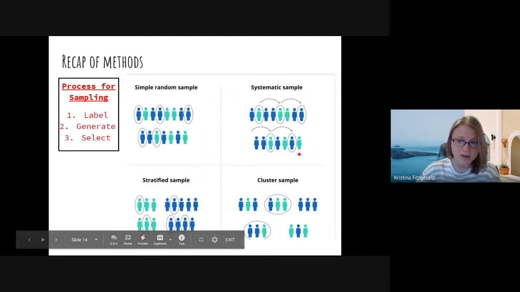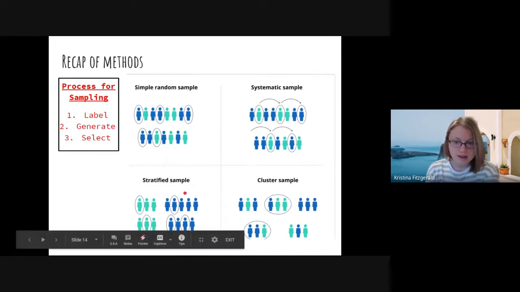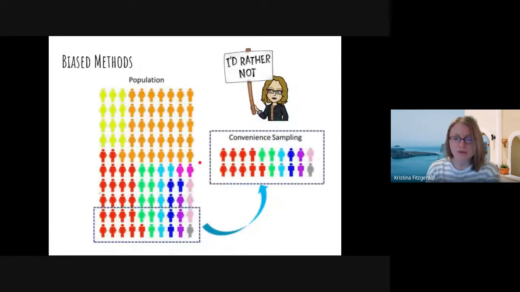Systematic guarantees you're going to go through the whole thing. And then simple random generally works out as well. It's a pretty quick one to do. Stratified is nice. It lowers variability because you're guaranteed to get a representative sample by picking from the groups. So then we looked at a couple methods, reminding ourselves of what to not do.